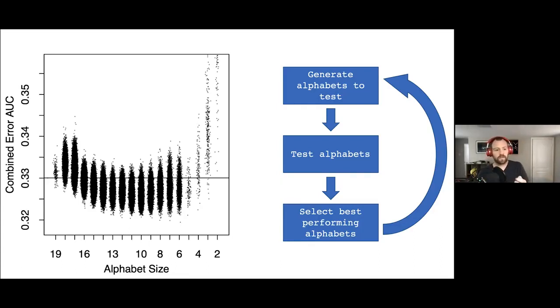So the 19s are a little bit better than the standard amino alphabet, but many are worse. The 18s, a few are better, many are worse, and so on and so forth until we eventually start to get alphabets that are worse than the standard, and then much worse at the very, very end of our DAG.